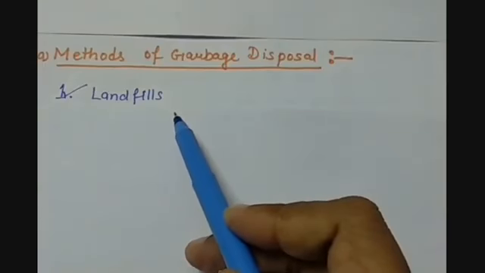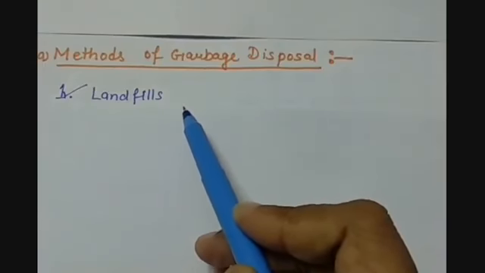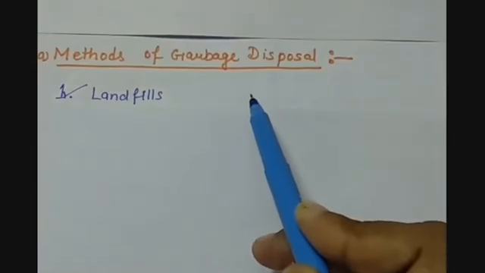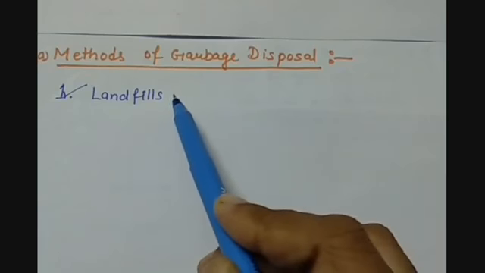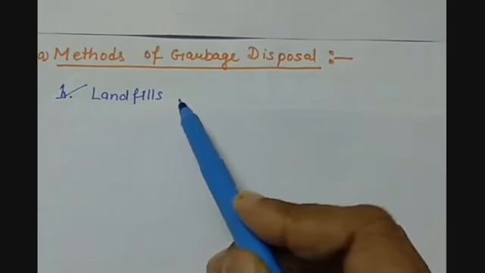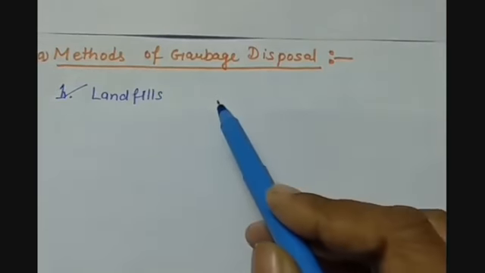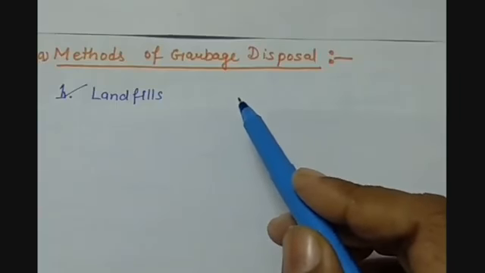Landfill is a method of disposing solid waste by putting it in a lower area and covering it with soil or earth. It is the oldest method to dispose of garbage, and landfills are generally made very far away from residential areas.